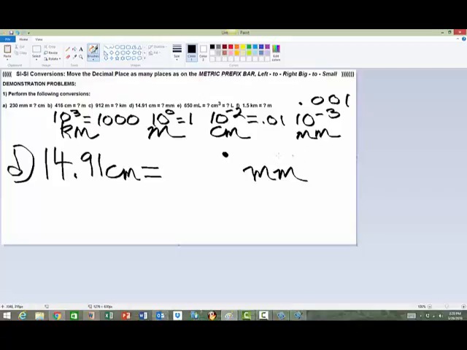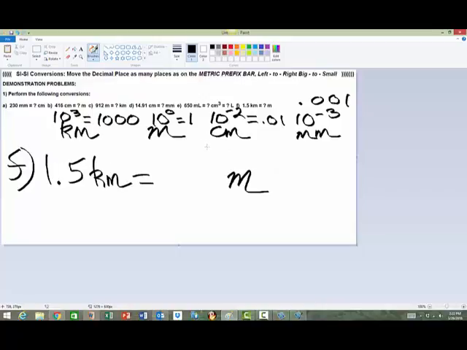How many places? 10 to the minus 2 or 1/100th, and 10 to the minus 3 or 1/1000th. That's 1 power of 10, 1 order of magnitude. The decimal place goes right 1 place. So what we get is that 14.91 centimeters is 149.1 millimeters.